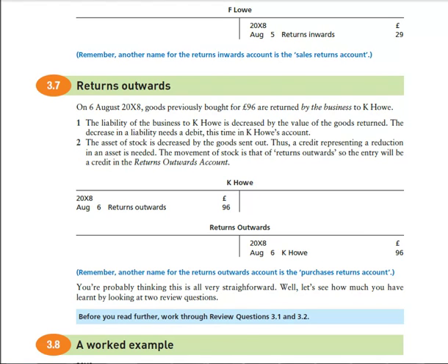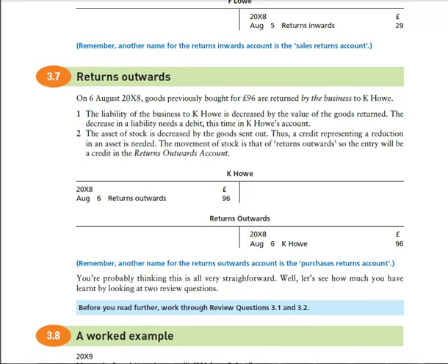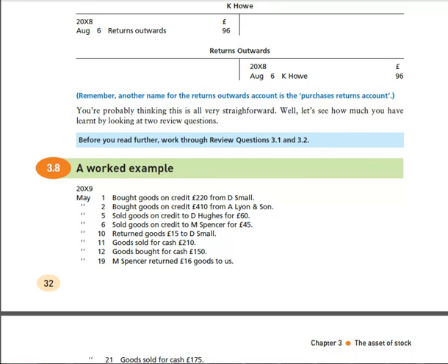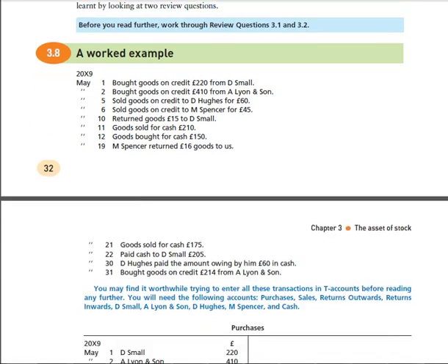So if we return goods of £97, our liability has decreased. A decrease in the liability account means that we would debit the account. So in this case, we would debit a creditor's account, which is KHOE, and we would credit the return outwards account by the same amount. Here we have a few worked examples which we'll go through, 1, 2, and 5th, and then you can go through the rest of it.